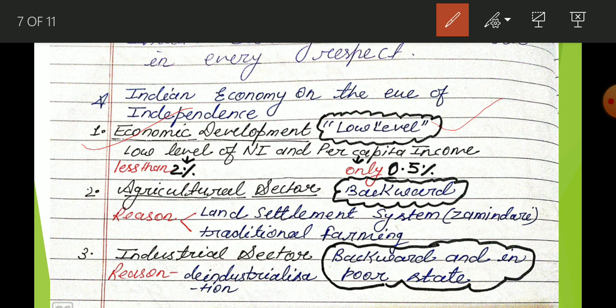Which type of low level of economic development? Why are we saying low level? When we measure the development of a country, if we want to judge the development of a country, we always consider two things.